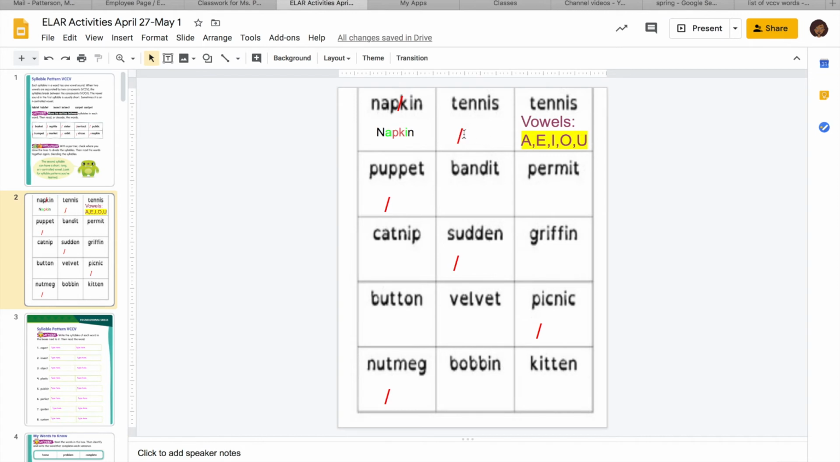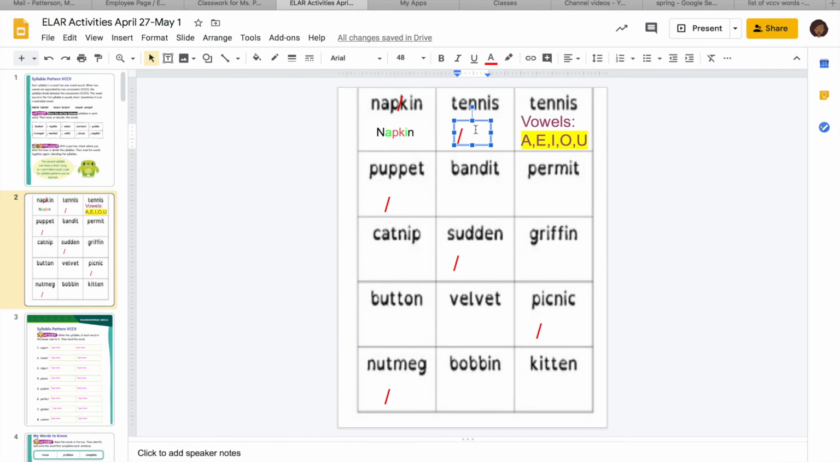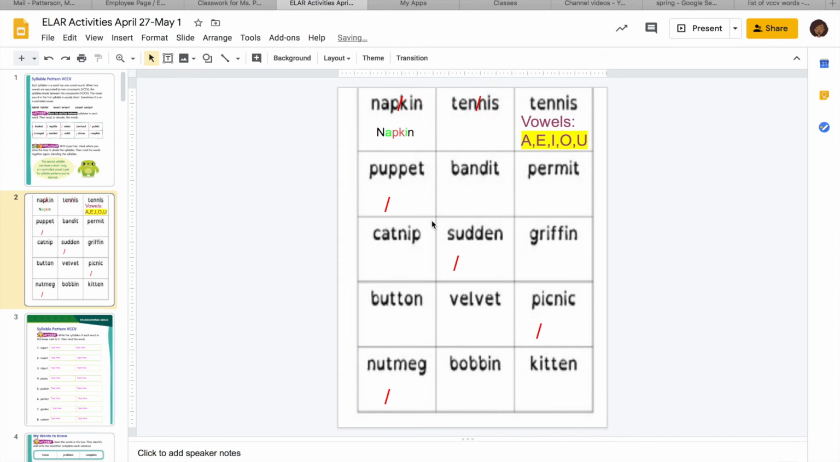All right, let's do the next one, tennis. Remember, we got to start at the beginning, the first letter, and keep going until you find your first vowel. So there's E, consonant, consonant, vowel. So that means I'll grab it, wait till it turns blue. I'll take it, and then I'll move it in between my two vowels. Okay, let's do a couple more.